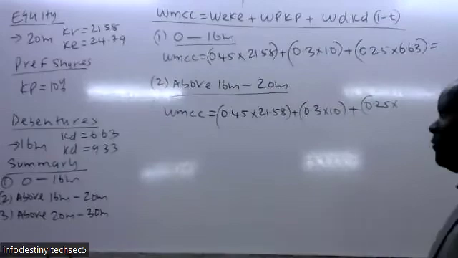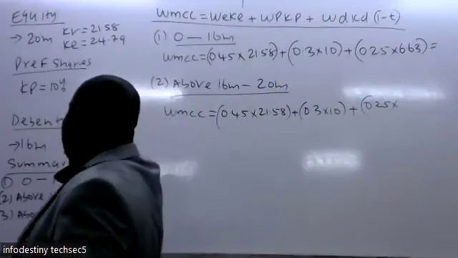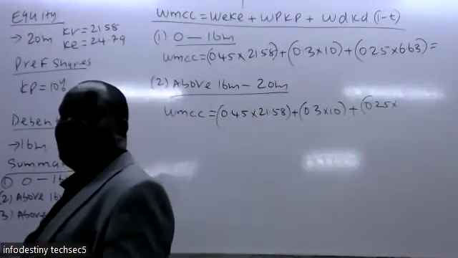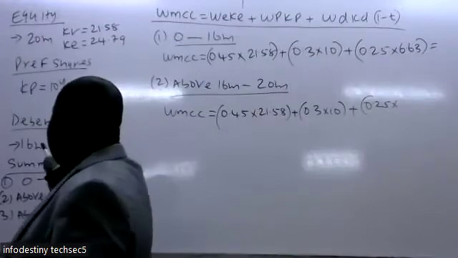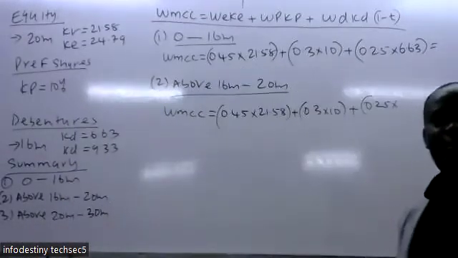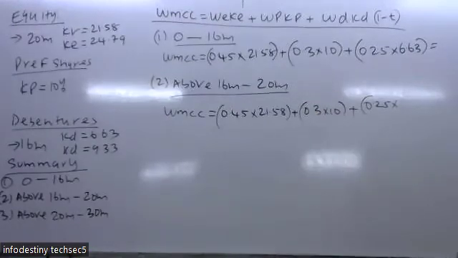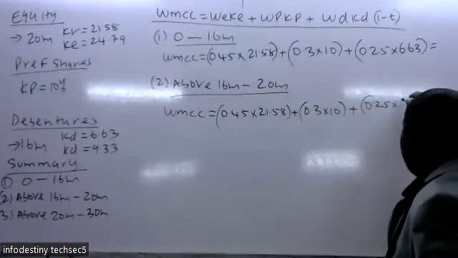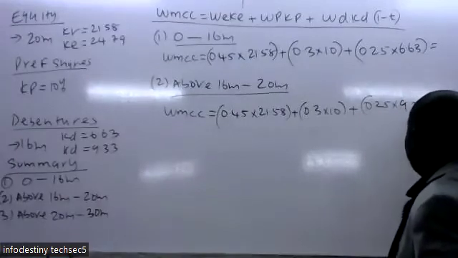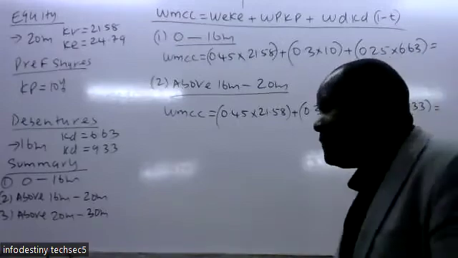I hope we see that well. So when you are under debentures, 16 million and below, it is 6.63. Then above 16 million, we change to 9.33. So here we are above 16 to 20. So this one, you apply 9.33.